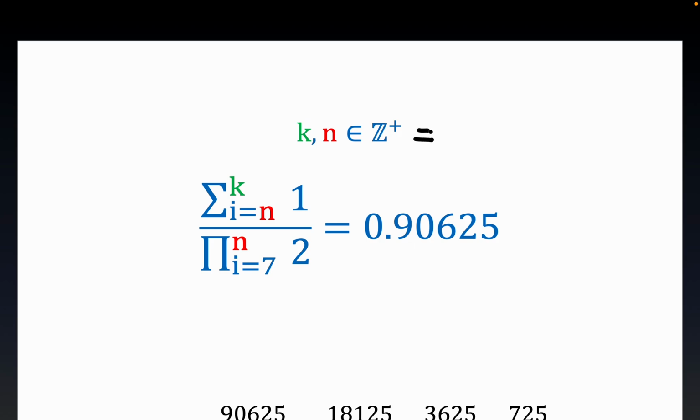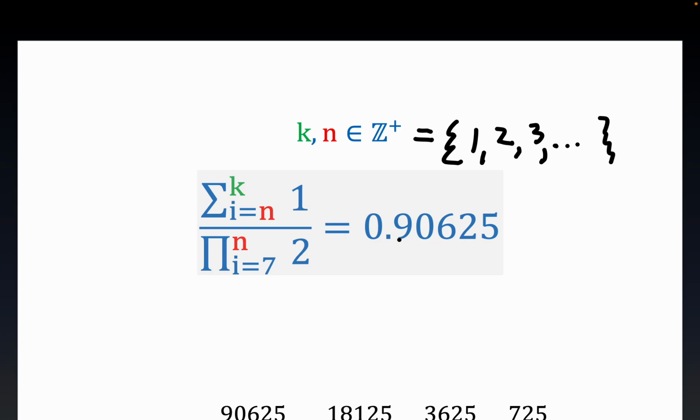Looking for positive integer solutions to this strange looking fractional equation. Again, positive integers, natural numbers. Okay, so we have a summation of a bunch of ones and the product of a bunch of twos. So we have a constant summand and a constant factor here.